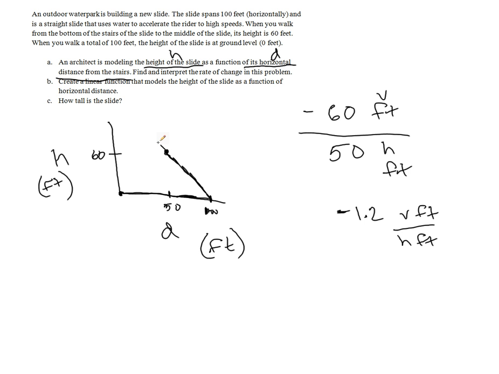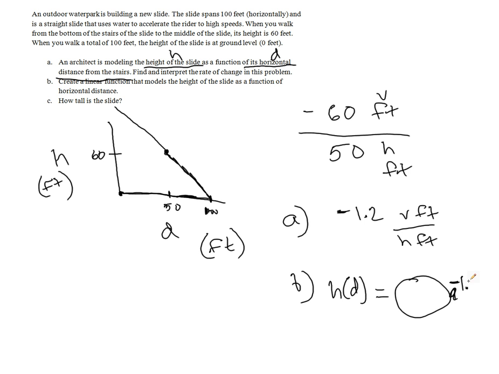Okay, well now we need to figure out, because we're going to be modeling... Oh, sorry. So the rate of change we've interpreted. That's letter A. In part B, we're going to create a linear function that models the height of the slide as a function of horizontal distance. Okay. Well, we know that the height as a function of horizontal distance is equal to something, the initial height, how high it is above you when you're standing beside it at the base of the stairs, minus, it drops by 1.2 feet per foot of horizontal distance. So we just need to figure out where it is.